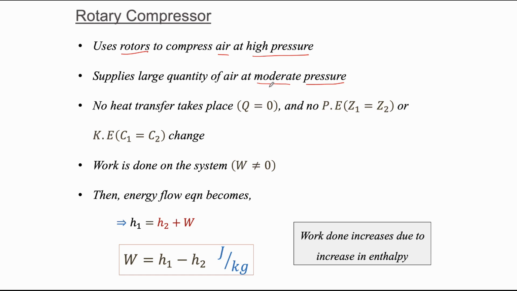Because the pressure is not very high, there is no heat transfer that is going to take place during the compression process. There is no change in the inlet and outlet's height from the datum, so the potential energy is not going to change. And since the velocity of the fluid doesn't change here, there is no change in kinetic energy. Work is done on the system by an external drive in this case. The whole energy flow equation is going to become H1 is equal to H2 plus W. So in the case of a rotary compressor, work done increases due to increase in enthalpy.